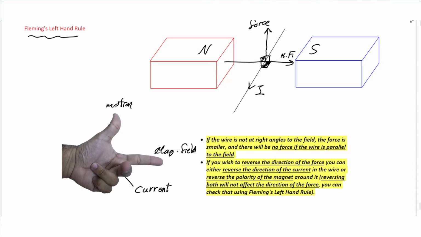Now, if the current is perpendicular to the magnetic field, at 90 degrees, you will get a maximum force. If the angle decreases, the force decreases. The amount of newtons decreases. If the current is parallel to the field, there will be no force. So if the current is perpendicular to the magnetic field, you get maximum force. If the current is parallel to the magnetic field, the force is zero or no force. If you reverse the current, you reverse the force. If you reverse the magnetic field, you also reverse the force.